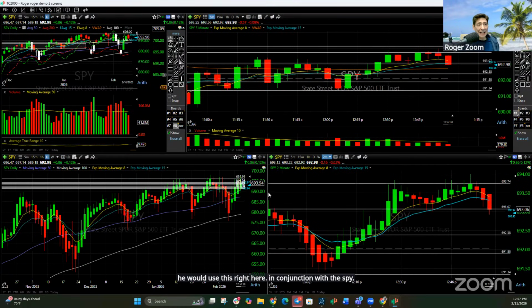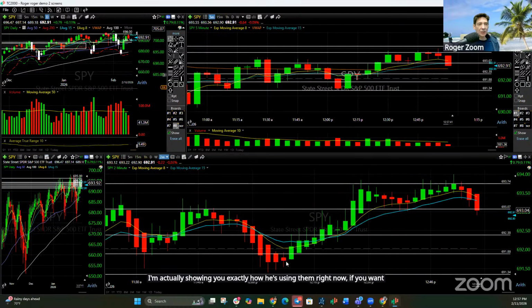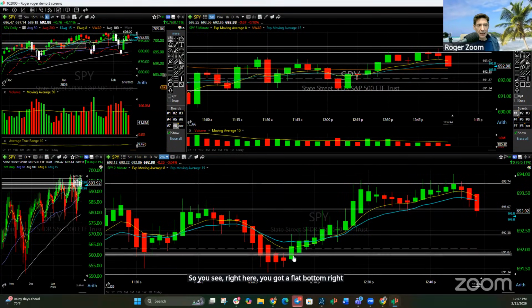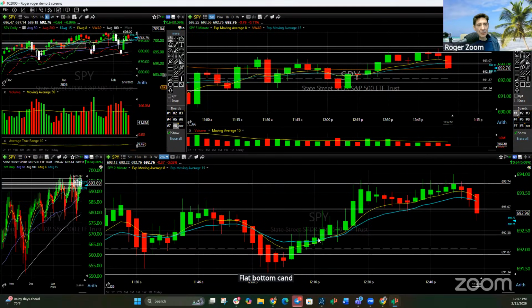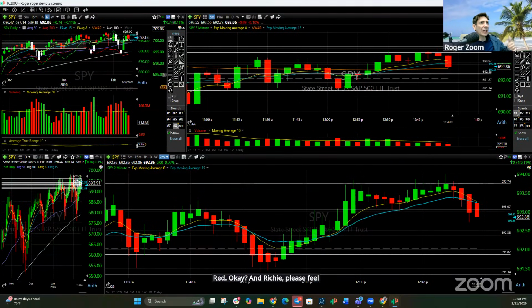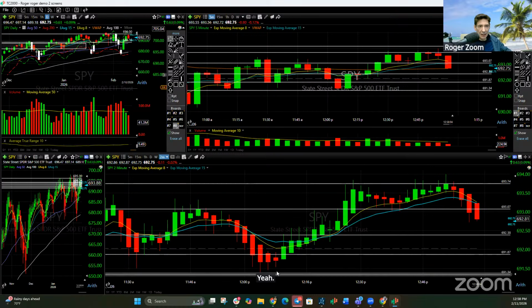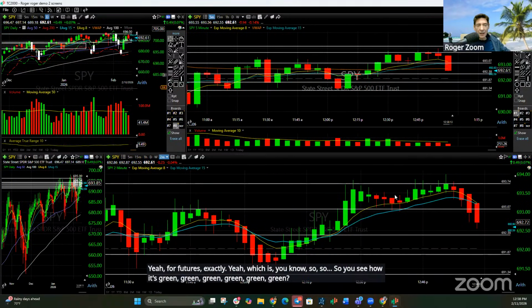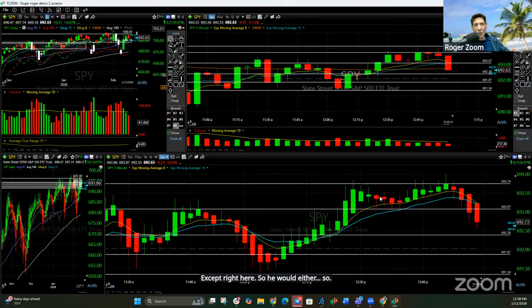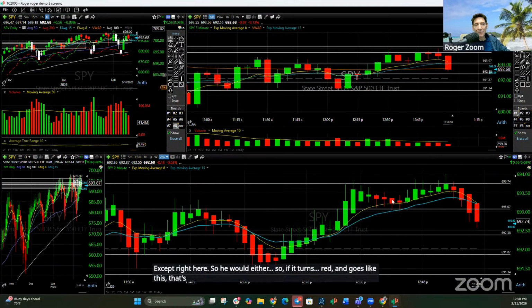I'm actually showing you exactly how he's using them right now. So you see right here, you got a flat bottom. And so let's say this is your support. Support becomes resistance, resistance becomes support right here. Flat bottom candle. He would be going long here, and he would be getting out when the candle turns red. Okay? And Richie, please feel free to chime in. Yeah, for futures, exactly. So you see how it's green, green, green, green, green, green, except right here. If it turns red and goes like this, that's okay unless it's a flat top candle.